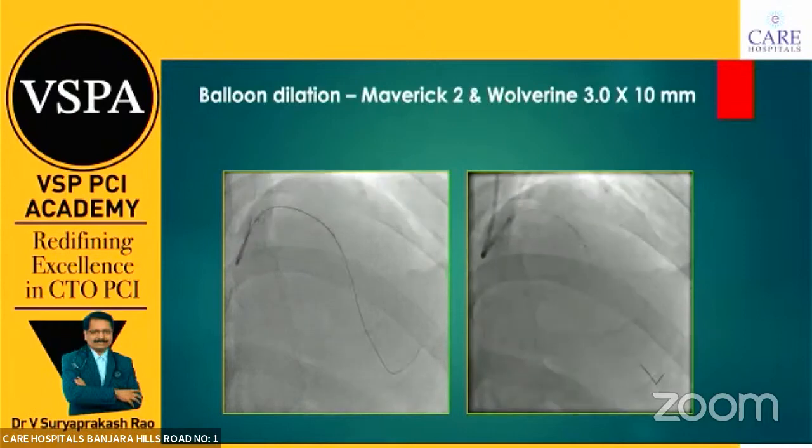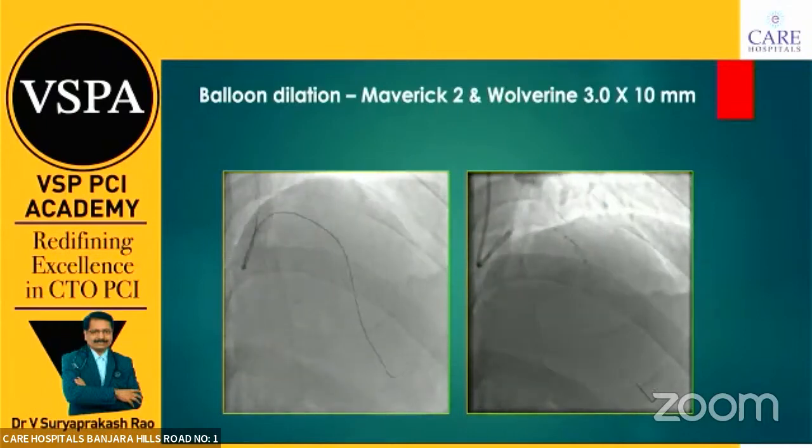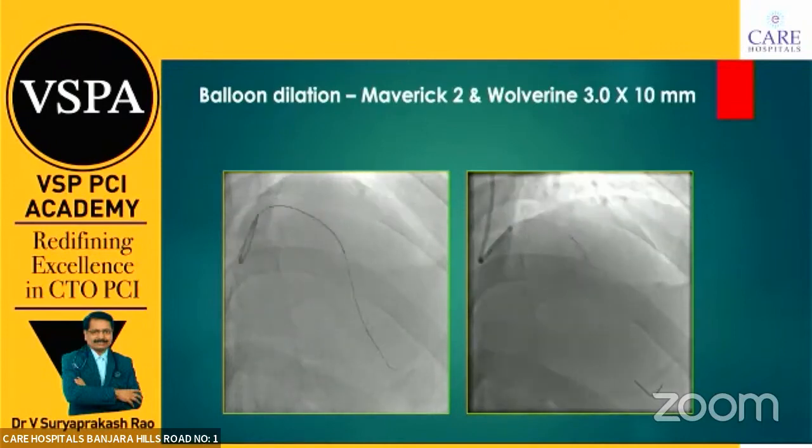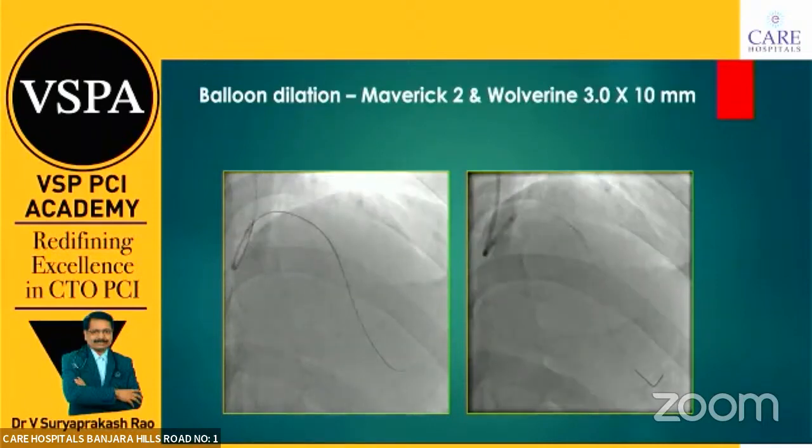So what we did was, we used a Maverick balloon to open that CTO, to make a path for the CTO going on. Then we used a Wolverine cutting balloon to open the lesion. Next, please.